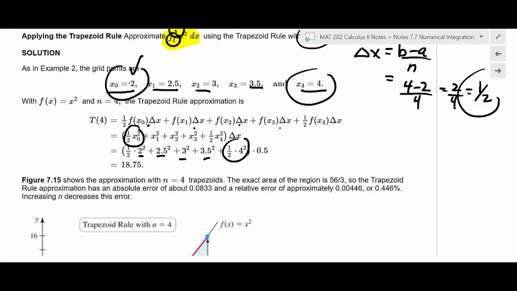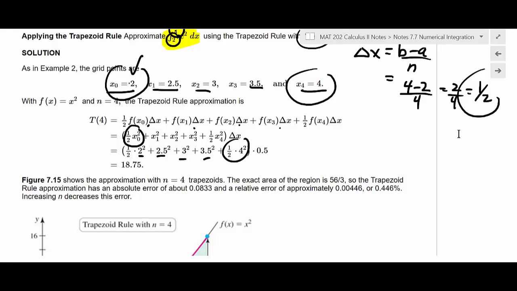And then that can be done on your calculator. You get about 18.75. So the idea with that one is the trapezoid formula. You follow that pretty strictly, factoring the delta x out, and I'll explain now why that 1/2 shows up in there. Okay, does that make sense?